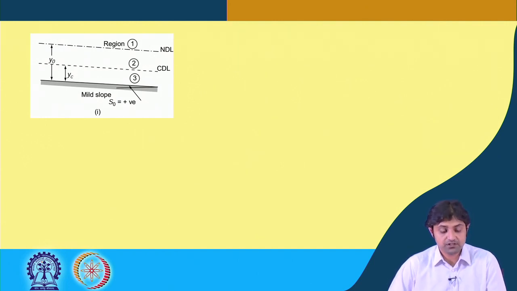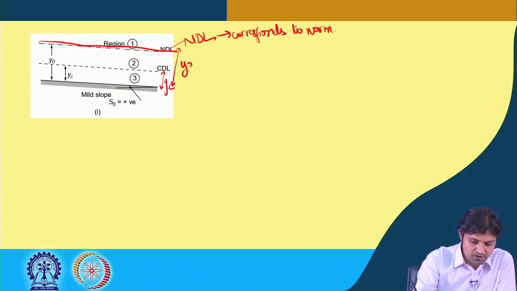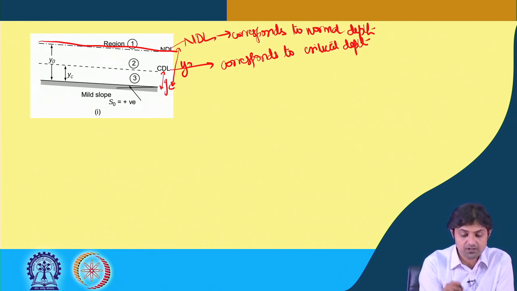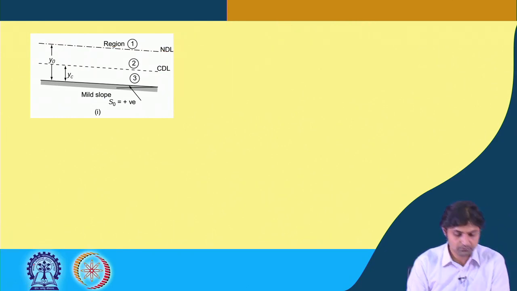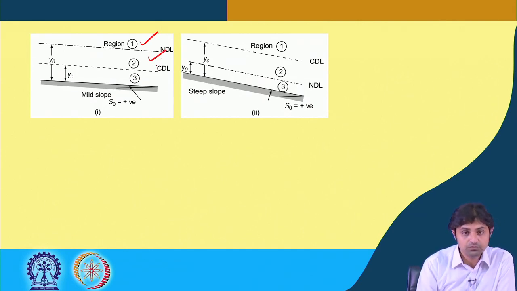This is an example. This diagram number 1 indicates, in case of a mild slope, 2 lines. What was the criterion? The normal depth. So, this is the normal depth and this is the critical depth. This line is the NDL, which corresponds to the normal depth, and the CDL corresponds to the critical depth. So, this represents a mild slope. As you see, this is region 1, this is region 2 and this is region 3.